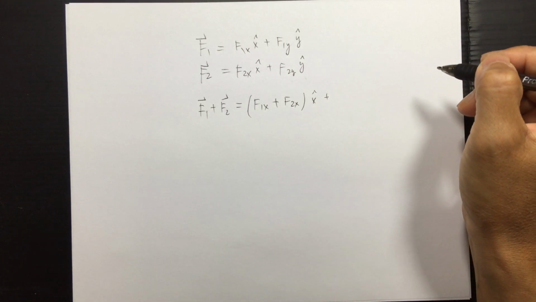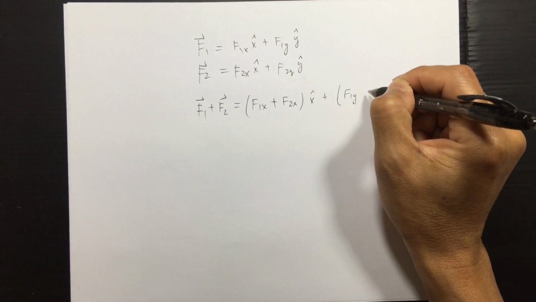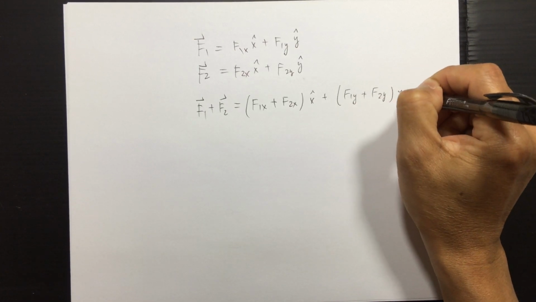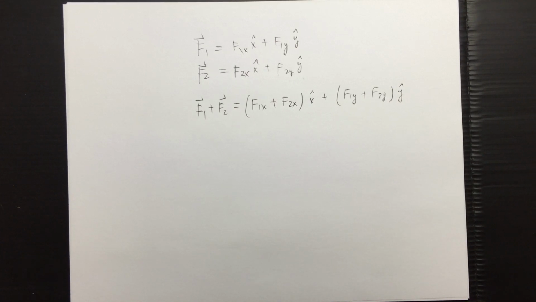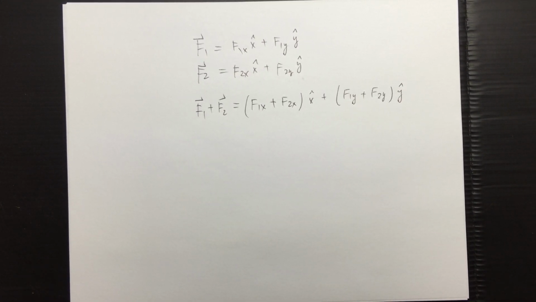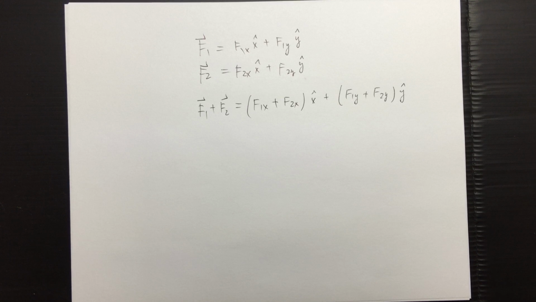Plus what? F1y plus F2y, y-hat. This is the same thing: x components, add them up; y components, add them up. That's how you add up two vectors. Any two vectors. It doesn't have to be force. Okay. That's good enough. Bye.